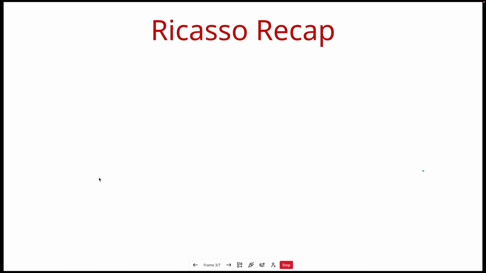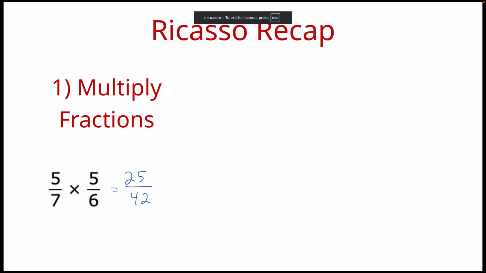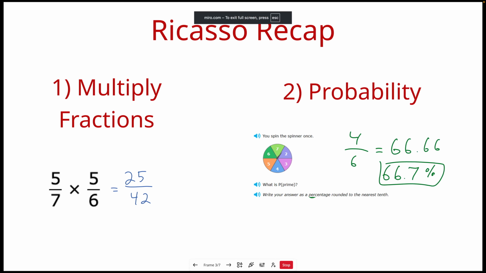In 30 seconds or less, here's what you need to know before you start this lesson. Firstly, you should already know how to multiply fractions or have a calculator that can help you with that. Secondly, you should already be familiar with calculating probability. That includes writing your answer as a percentage, rounding, and terminology like prime numbers, divisors, factors, and so on. If you want refreshers on any of these topics, fractions, probability, terminology, vocabulary, I will link a video in the description below. Please go watch that before you start this lesson. All right, new lesson starts now.